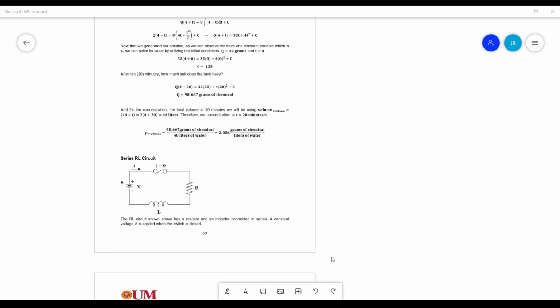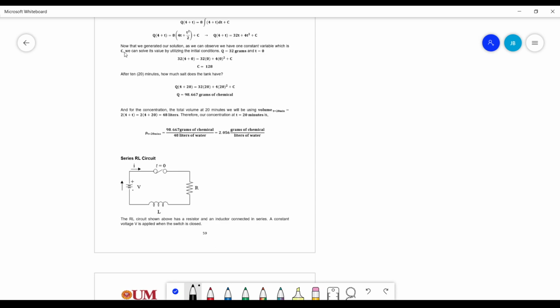Since we are done with the 3 applications of differential equations, we are now down to the last one, which is the series RL circuit. I know that most of you are familiar with this one, so let's just have a recap about the series RL circuit.